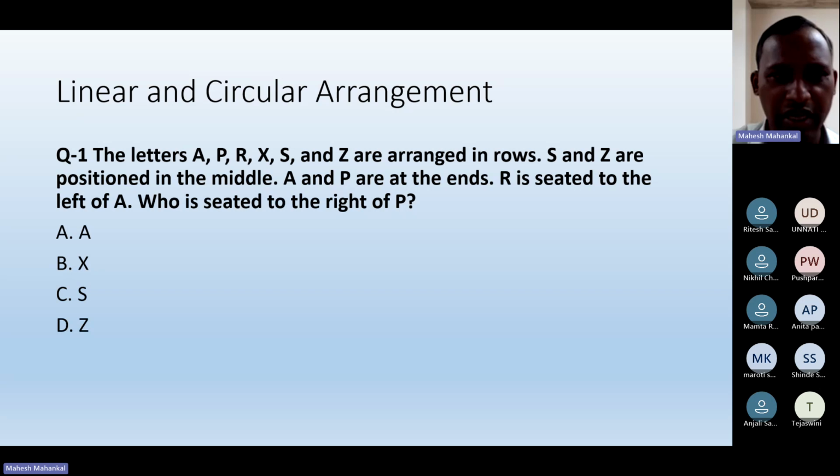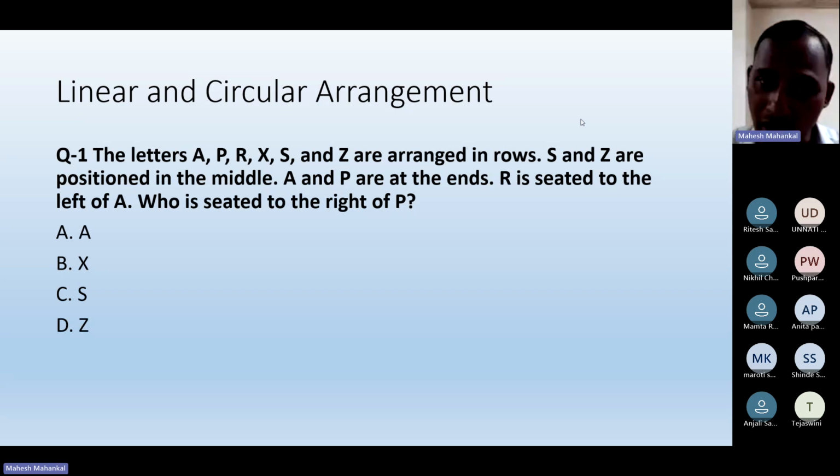Here in the question, what they ask you: the letters A, P, R, X, S, and Z are arranged in a row. S and Z are positioned in the middle. A and P are at the ends. Okay, now there is a row. In the row, how many members are there? 1, 2, 3, 4, 5, 6 members. In 6 members, A and P are at the extreme ends. S and Z are positioned in the middle, not at the corners. R is seated to the left of A. Who is seated to the right of P? They are going to ask you.